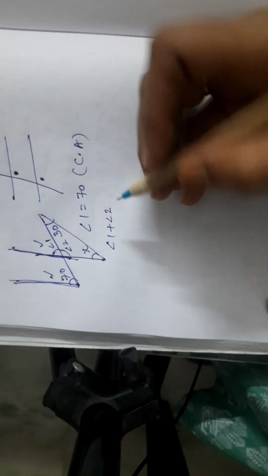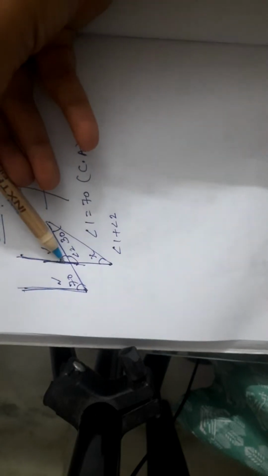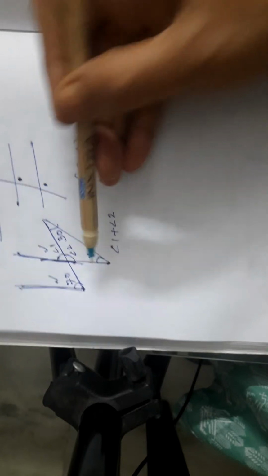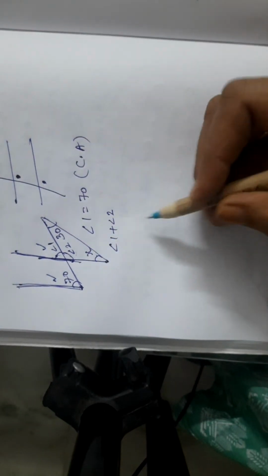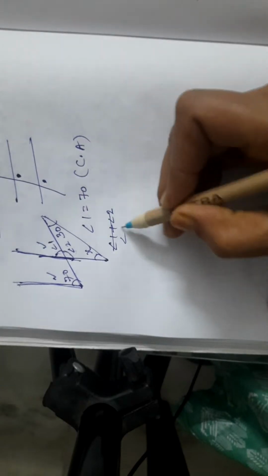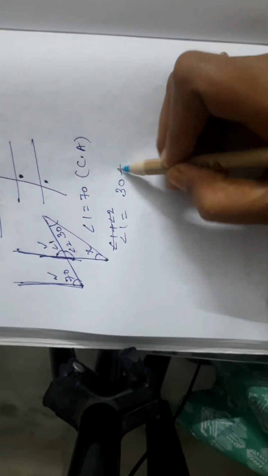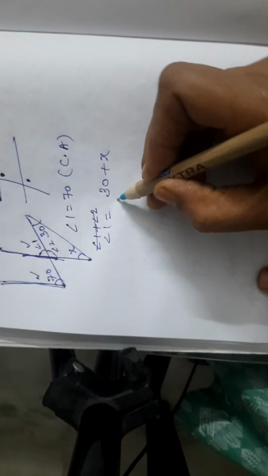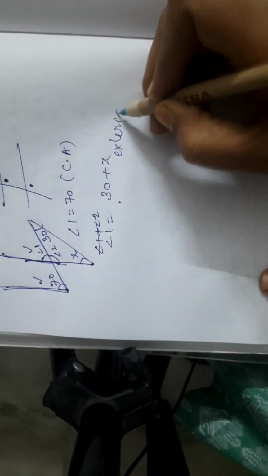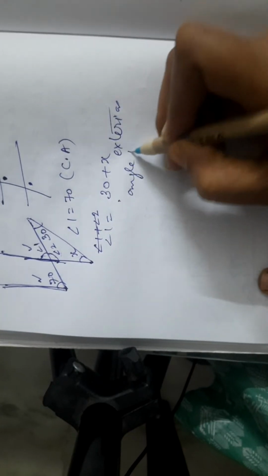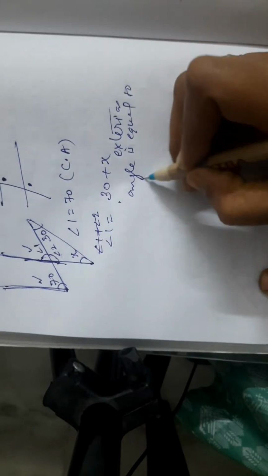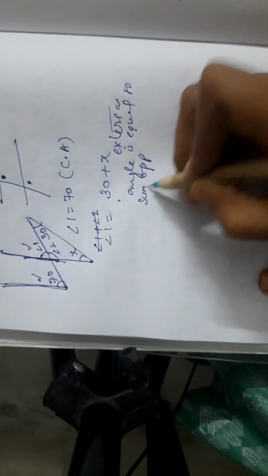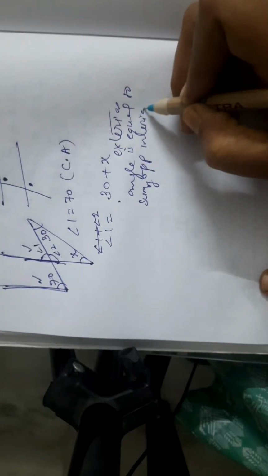or we can directly say, in the triangle there is an exterior angle. So this is the exterior angle. Exterior angle is equal to the sum of opposite interior angles. Instead of calculating 2, we can do it directly. Angle 1 is equal to 30 plus x. Reason: exterior angle, very good. Exterior angle is equal to the sum of opposite interior angles.